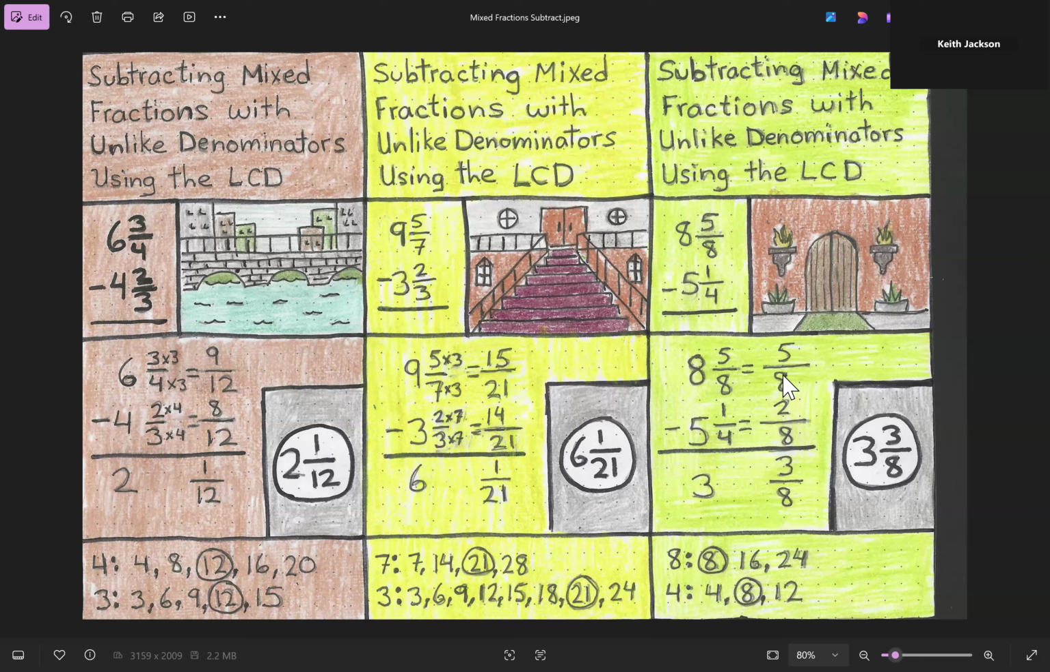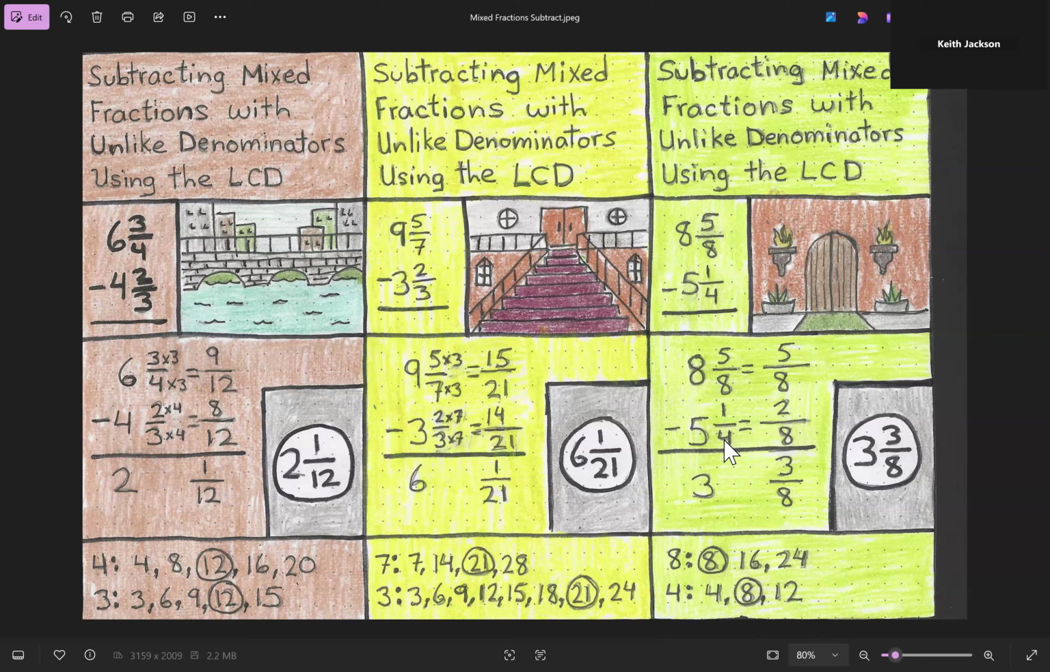Let us move to our third big example, in which we have 8 and 5/8 minus 5 and 1/4. Noticing that 8 and 4 are different denominators, so we're going to have to find the least common denominator between these two denominators. We can do that by counting by 8s and then counting by 4s. When we count by 8s, we have 8, 16, 24. And when we count by 4s, we have 4, 8, 12. And guess what? 8 is our magic denominator, which we're going to plug into our denominator slots to make our new equivalent fractions, right?